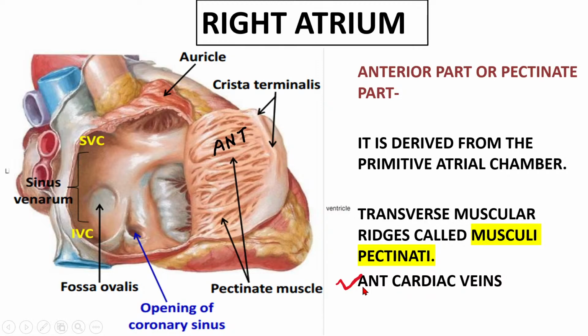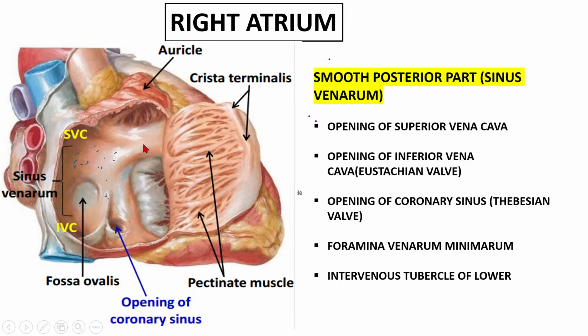The next part of the right atrium is the smooth posterior part, which is receiving the openings of all the major veins and is derived from the right horn of the sinus venosus. Now, the major openings which are present in this smooth part: superiorly we can see here the opening of the superior vena cava, and inferiorly there is an opening of the inferior vena cava, and just to the left of the opening of the inferior vena cava there is the opening of the coronary sinus.